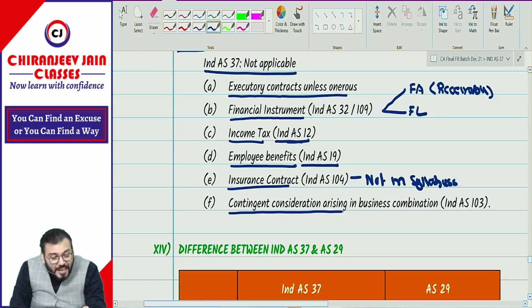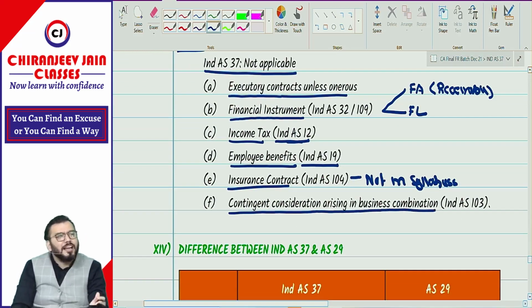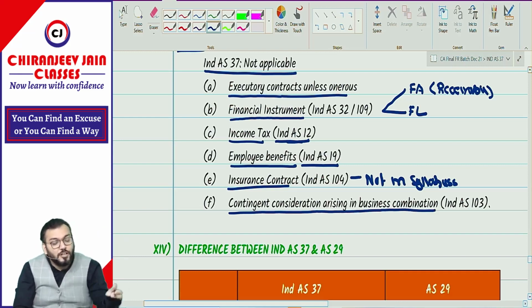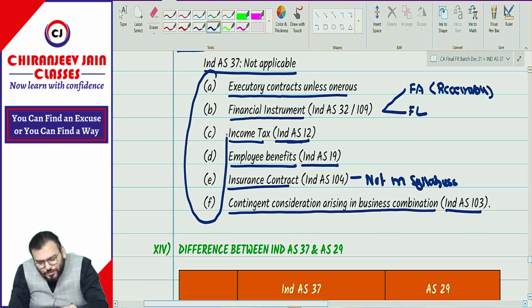Contingent consideration arising in a business combination. Any consideration which is contingent in case of a business combination will be covered under Ind AS 103. This will be discussed when we do Ind AS 103. So this is the scope which you need to remember.